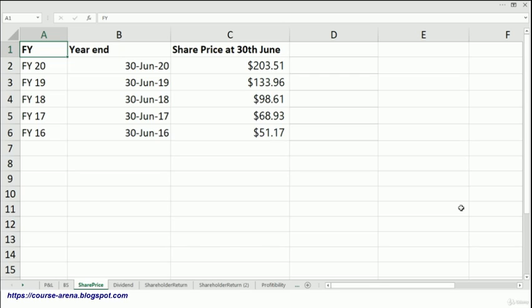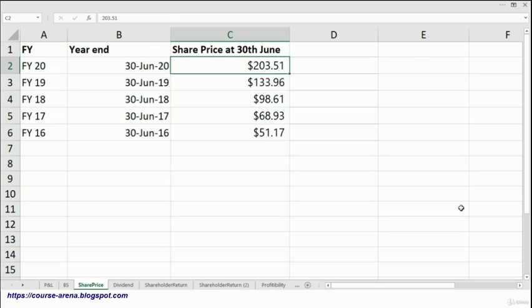So in the United States, most of the companies, in fact around the world, a lot of the companies will have the fiscal year ending at 30th of June. Okay, so here we have the fiscal year of Microsoft for 2020 and then 2019, 18, 17 and 16. And what I have given you in this file is the share prices at 30th of June of each year.